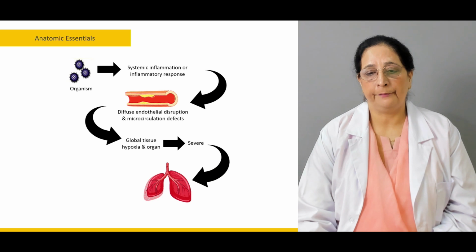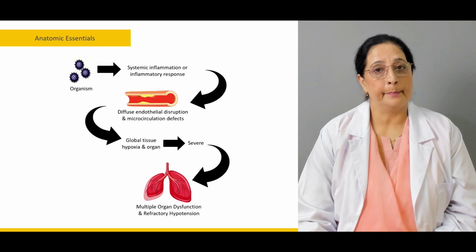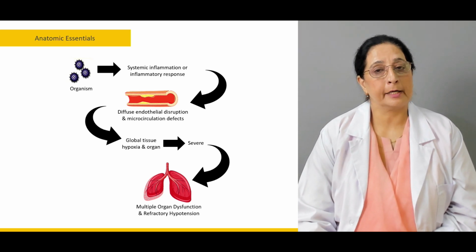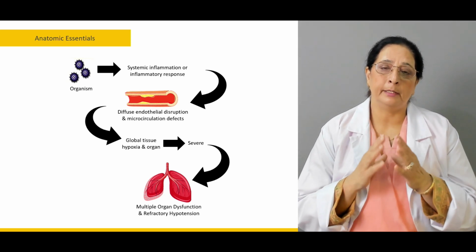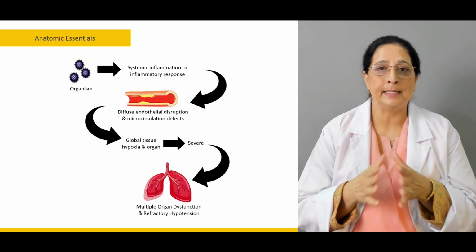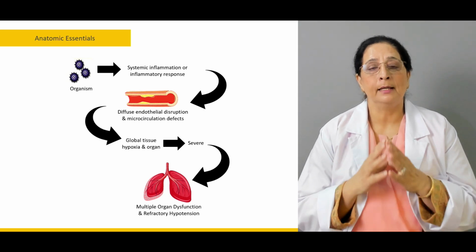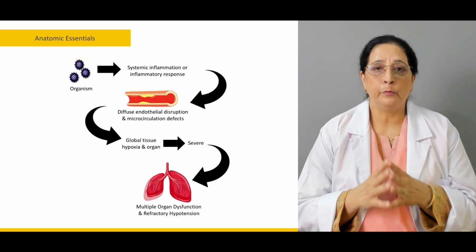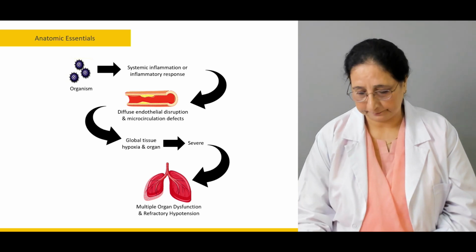Then if it's severe hypoxia, it can cause multiple organ dysfunction and refractory hypotension. So it causes dysfunction of multiple organs, including the lungs, kidneys and heart. All the organs of the body start to be affected by the hypoxia, poor circulation, and by the infection and sepsis.